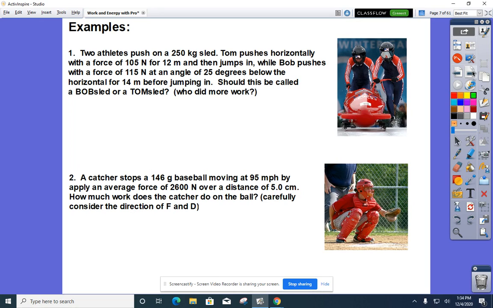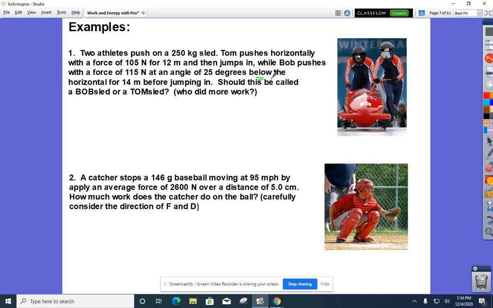Bob pushes with a force of 115 newtons at an angle of 25 degrees below the horizontal. Interesting. For 14 meters before jumping in, should this be called a bobsled or a Tom sled? A little play on words there. We often call these things a bobsled. Let's call it after the person who does more work. Let's go ahead and determine that here.